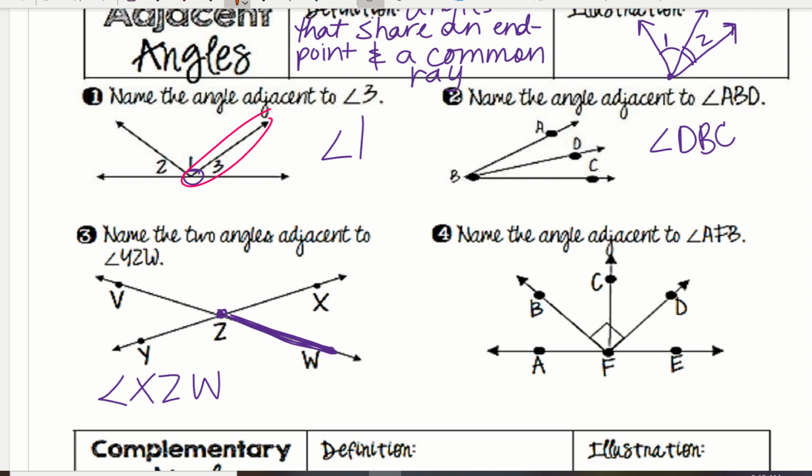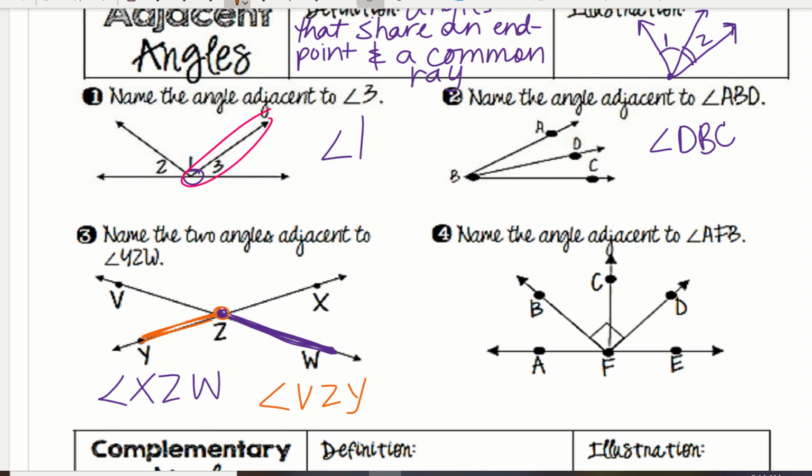Okay. Kenna, what is the other one that's adjacent? VZY. Because they share YZ, and then again that same vertex. Okay, pretty easy for this one so far?